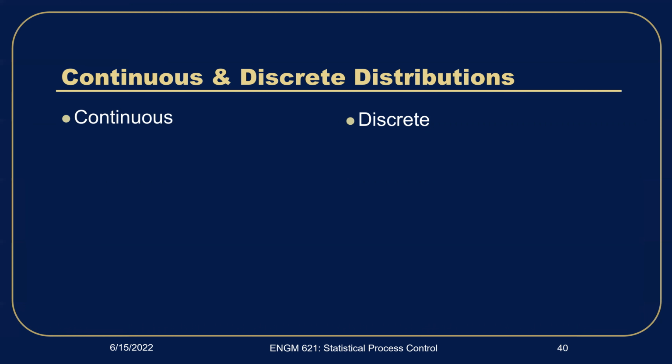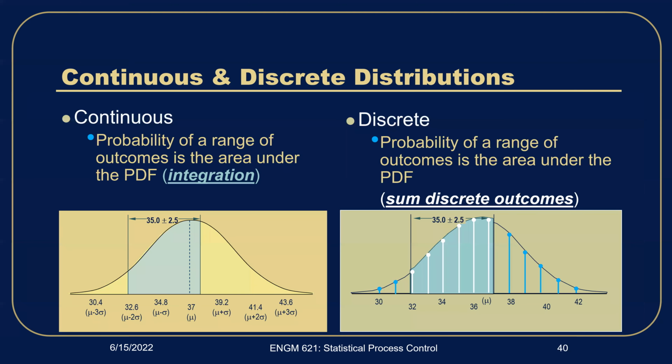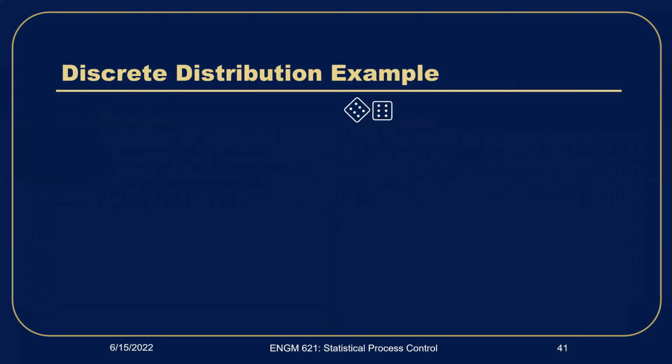To calculate the probability of a range of outcomes is to calculate the area under the PDF. For continuous distribution, we use integral to calculate the area. For discrete distribution, we add up the area of each bar. We add up the value of each bar.